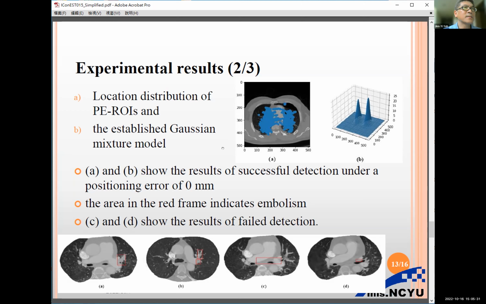And the results using the location distribution of PE ROI are shown here. We can find the areas including PE, and the established Gaussian mixture model is shown here. And finally, A and B in the bottom image show the results of successful detection under a positioning error of 0 millimeters. But in C and D we cannot find the PE, so it is the result of failed detection.